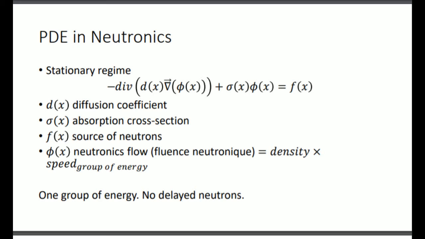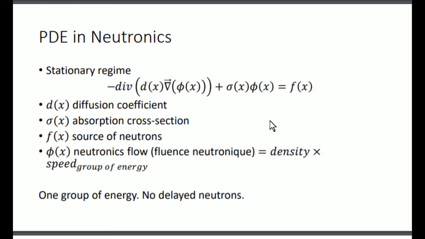So here we are solving for phi, the neutronics flow, so fluence neutronique. It's the whole point of the field. The whole point of neutronics is to calculate phi. The second thing is the diffusion. So it's a diffusion coefficient which you can find in a Fourier law or any law that involves a coefficient times a gradient. And then you add with this coefficient a coefficient of absorption.